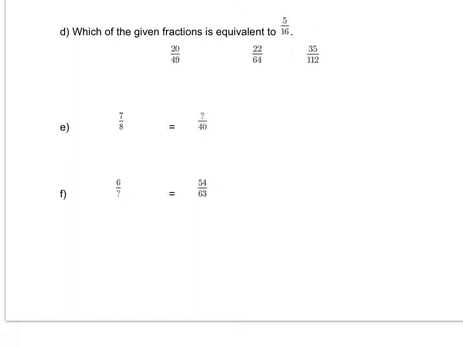And then E and F. So 7 over 8 is equal to something over 40. Okay, so what are you multiplying the bottom by? Then you multiply the top by the same number. And then try and work out the last one there, which is 6 over something equals 54 over 63.